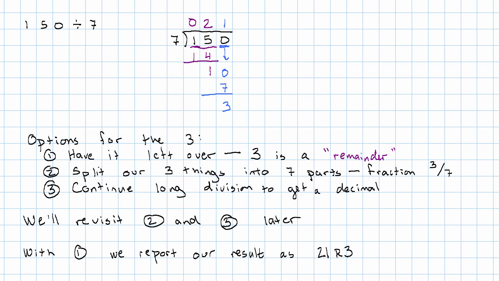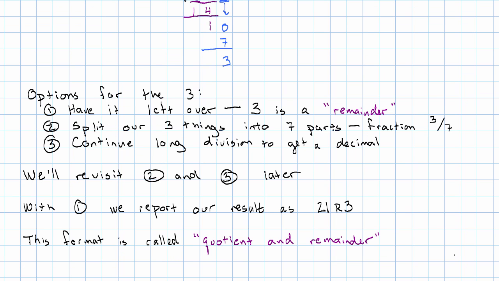We'll revisit options 2 and 3 later, but sometimes option 1, sometimes having our remainder just remain is what we want. If we choose option 1, if we choose to just report 3 as a remainder, we would report our result as 21, the letter R standing for remainder, 3. We refer to this format as quotient and remainder.